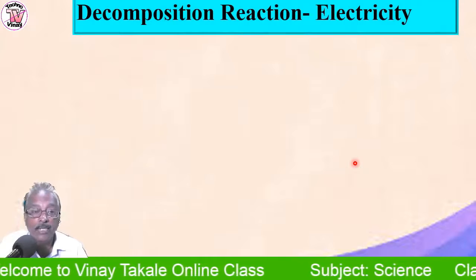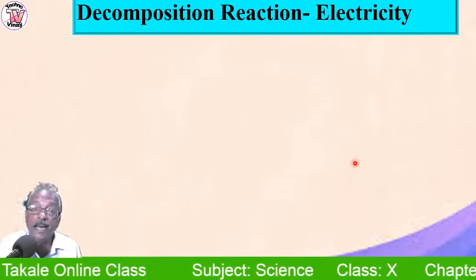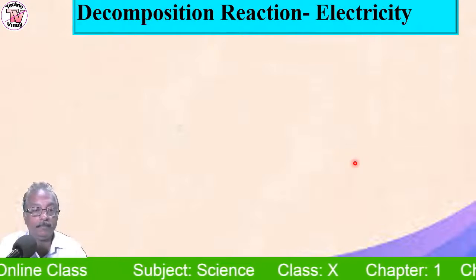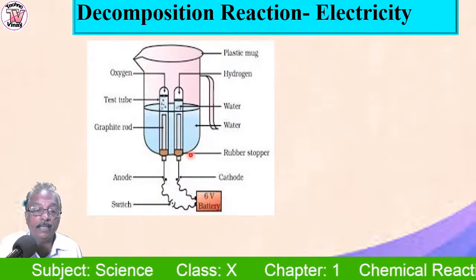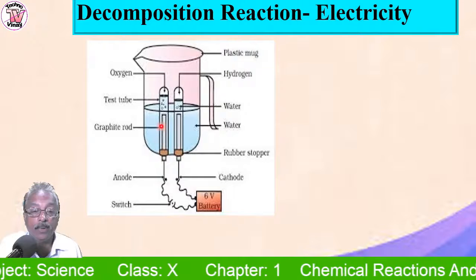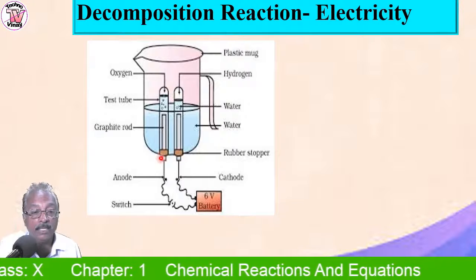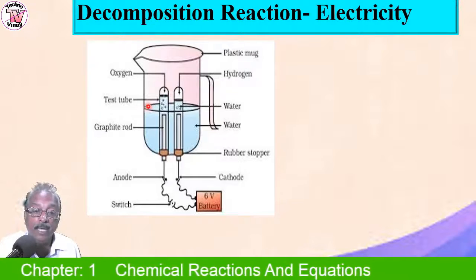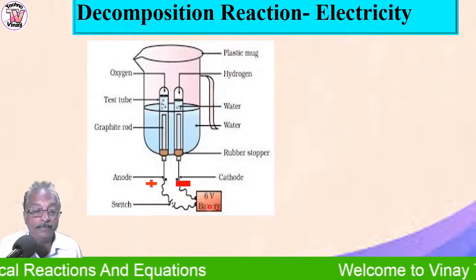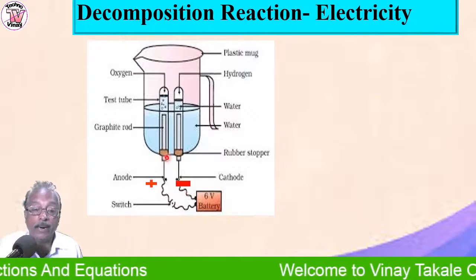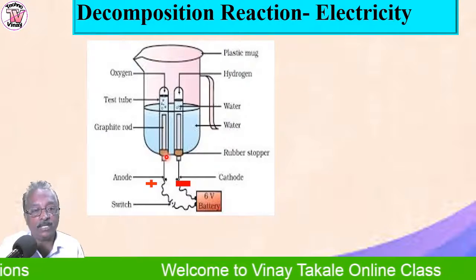Now third, decomposition reaction occurring due to electricity. When you pass electricity, a reaction also takes place here. So you can take a plastic mug like this, make a hole at the bottom, take two graphite rods which are there in a dry cell, take one test tube, cover it with water and invert it over this. Fill this mug with water. Take care that the water does not slide out of the test tube. Now when you pass an electric current, what will happen? A reaction will take place. So here electricity causes a chemical reaction.